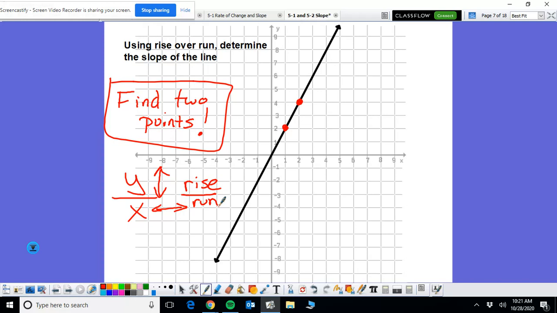What's my rise? I always start on my left point just to be consistent. You could start here, I'll be honest, but I always like to be consistent when I teach this stuff. So I'm going to always start on my leftmost point because I read same way, left to right. So let's start on the leftmost point. How do I get to the other point?